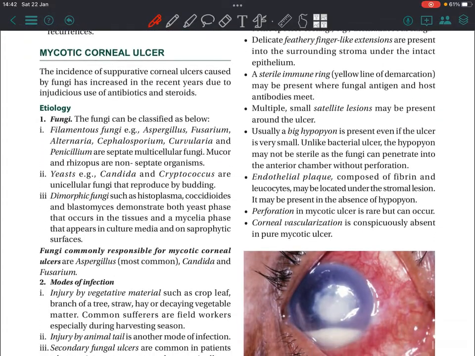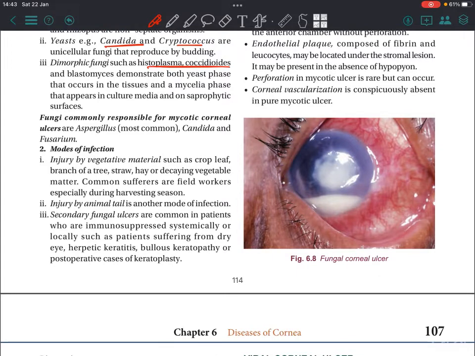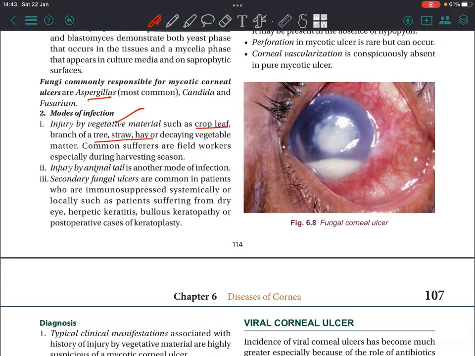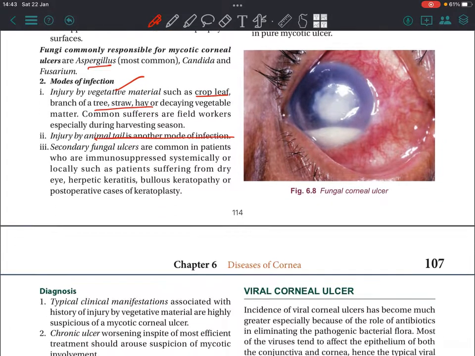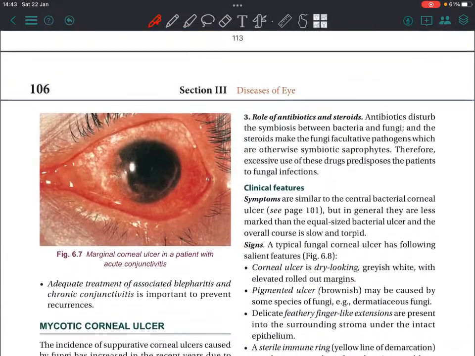Mycotic ulcer is caused by fungi: Aspergillus, Fusarium, Alternaria, Cephalosporium, Curvularia; yeasts such as Candida and Cryptococcus; and dimorphic fungi such as Histoplasma, Coccidioides, and Blastomyces. Fungi commonly associated with mycotic ulcer are Aspergillus, the most common, Candida, and Fusarium. Mode of infection: injury by vegetative material such as crop leaf or branch of trees; injury by animal tail is another mode of infection. Secondary fungal ulcers are common in patients who are immunosuppressed systemically or locally.